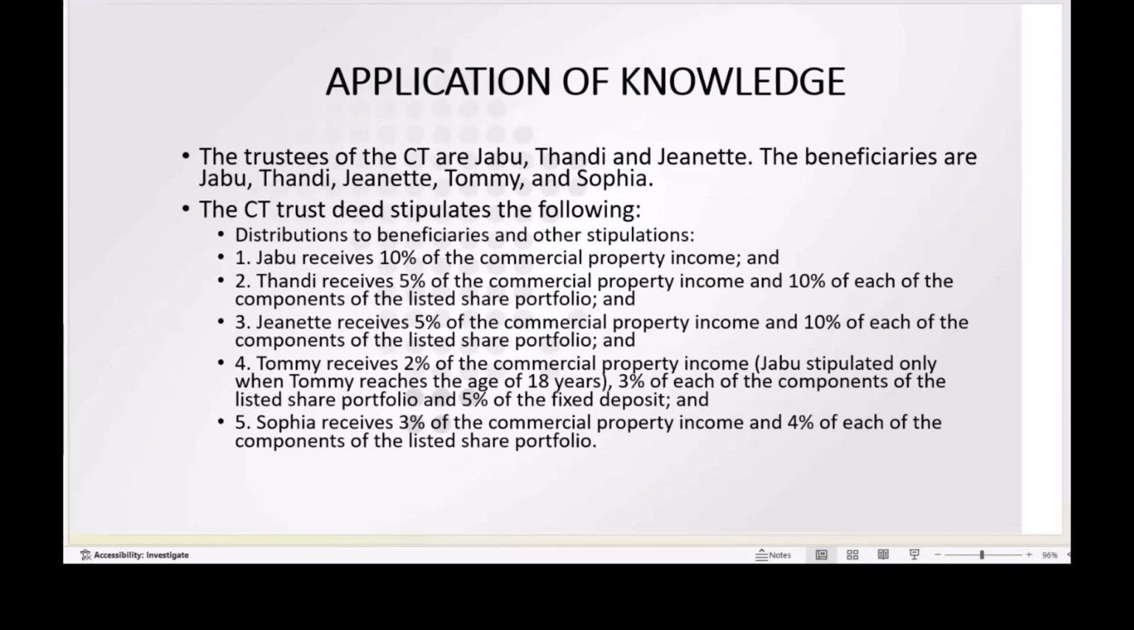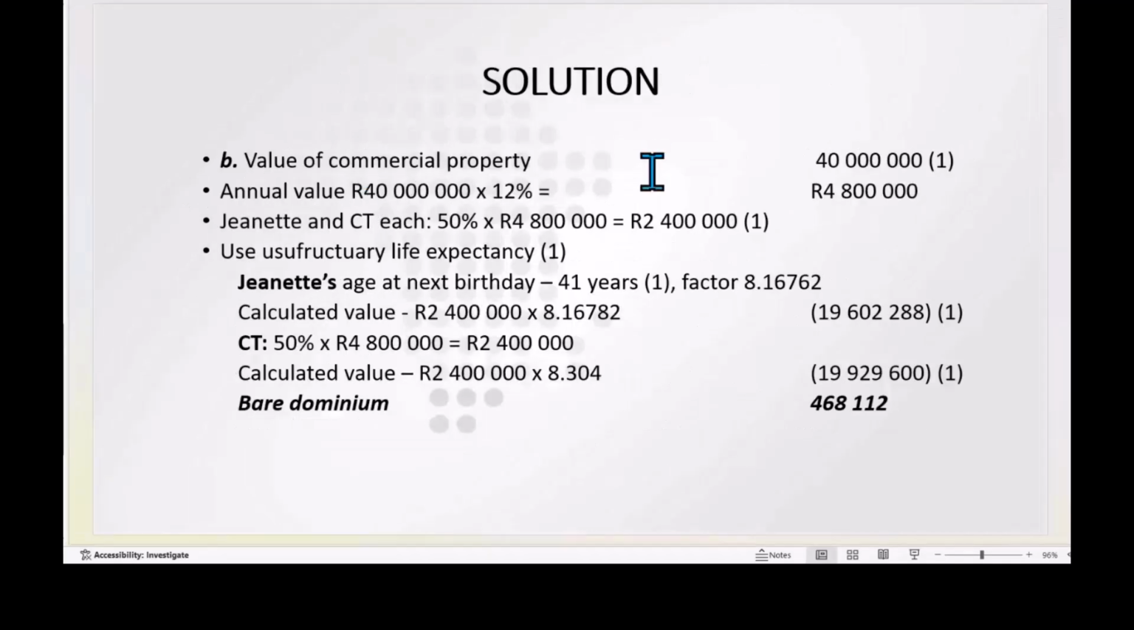Okay, thanks. All right, so we take our 40 million rand, which is the value of the commercial property, and then we'll multiply that by the 12%, and we'll get the 4.8. So we know that Janet gets 50% and the trust also gets 50%. So each of that user fract, so each person, we would take the 2.4 for them.